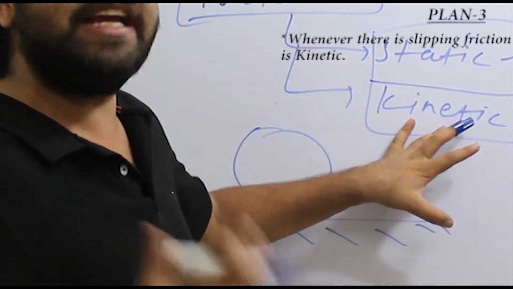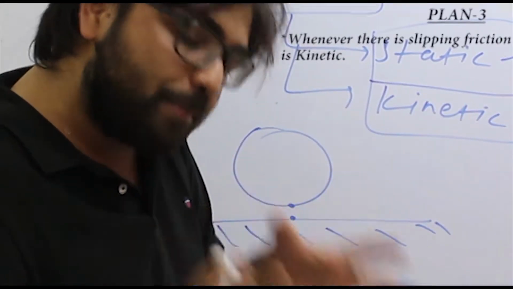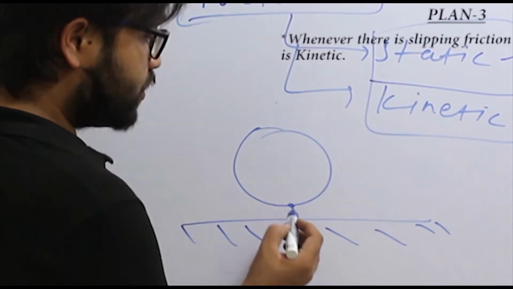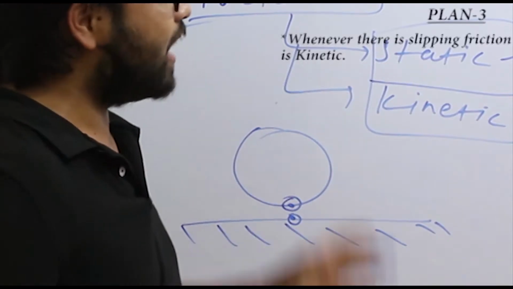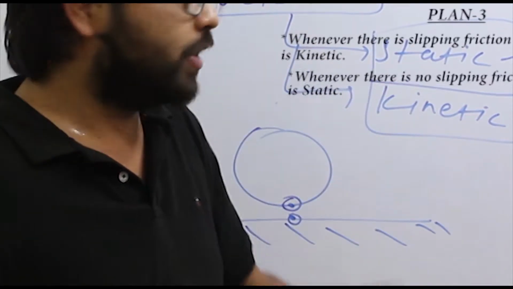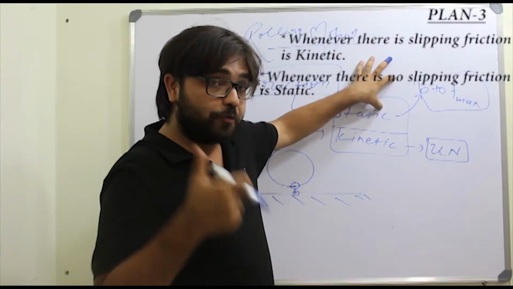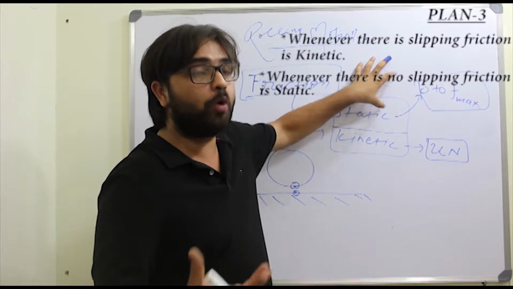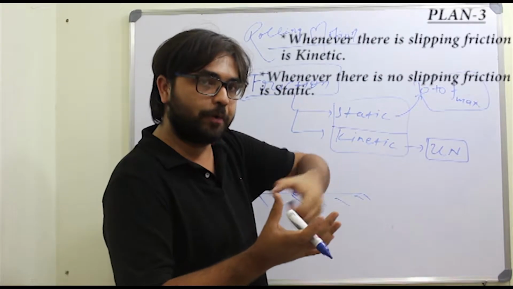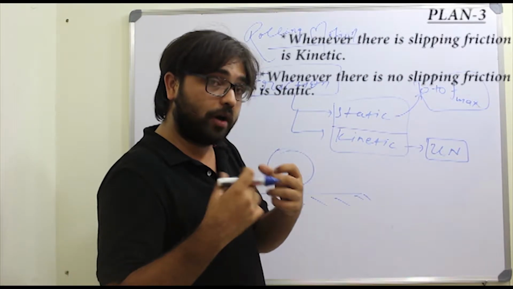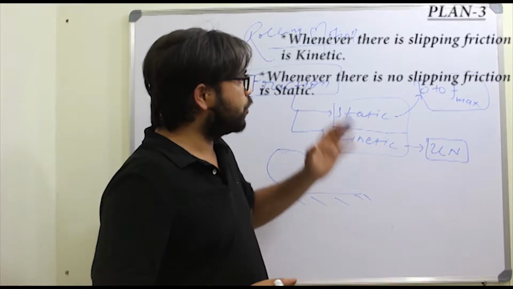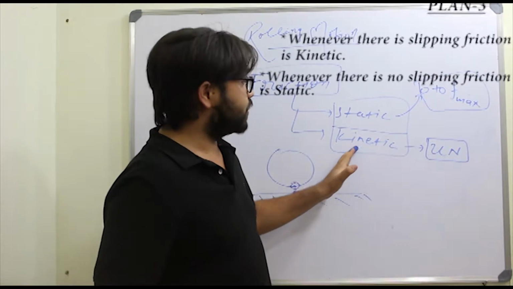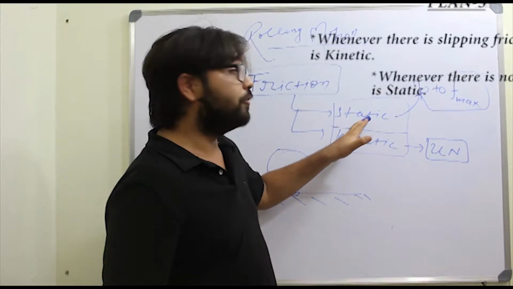And that's why this case is easier. If there is slipping, that is a simpler case. But wherever there is no slipping, if the velocity of this point and the velocity of this point are the same, then the friction is static. So the first thing you need to check is whether they are slipping or not. You know how to check that. Once you understand whether they are slipping or not, you can easily tell what kind of friction is there in between. If they are slipping, friction is kinetic. If they are not slipping, friction is static.